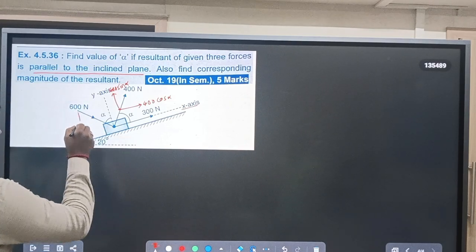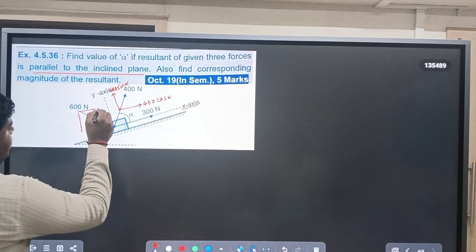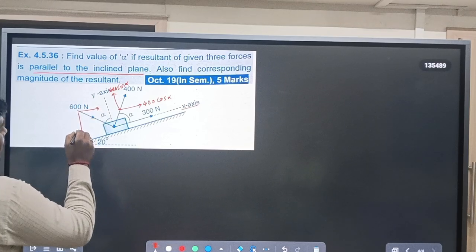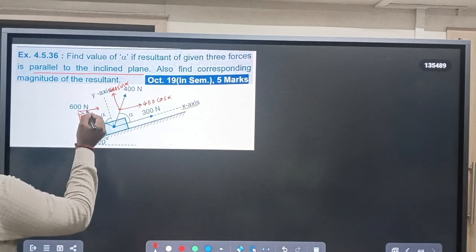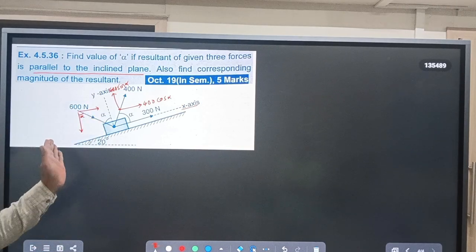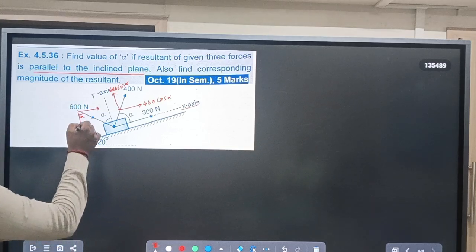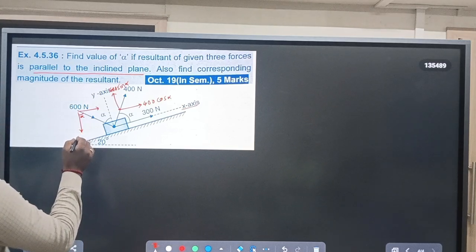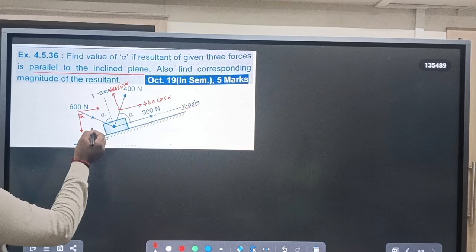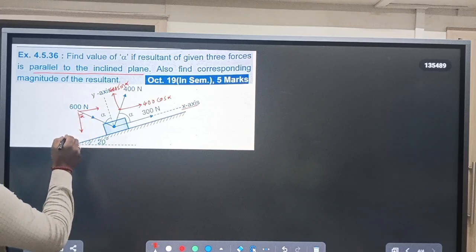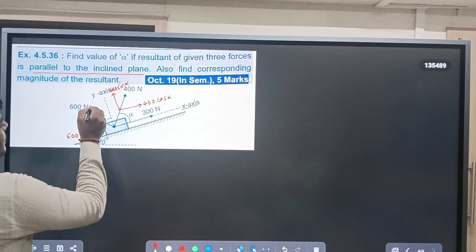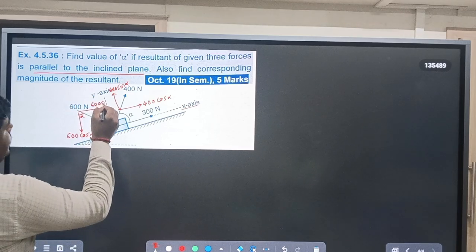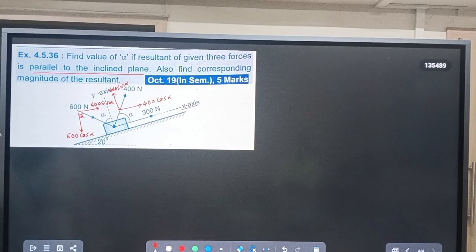So you have to split it in this way. This is alpha, that means this angle is also alpha, the opposite side angle. Now for this component, the 600 Newton force is making an angle with the vertical line. So this is 600 cos alpha, and this is 600 sin alpha.